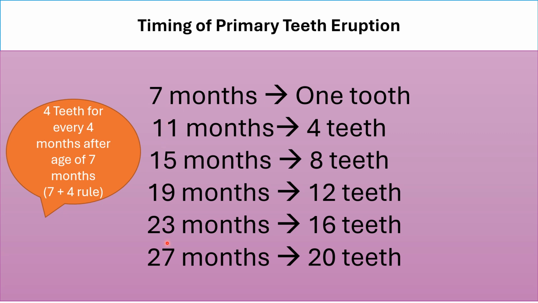So from all the following numbers just subtract 7. So 11 minus 7 equals 4, 15 minus 7 equals 8, 19 minus 7 equals 12, 23 minus 7 equals 16, 27 minus 7 equals 20.